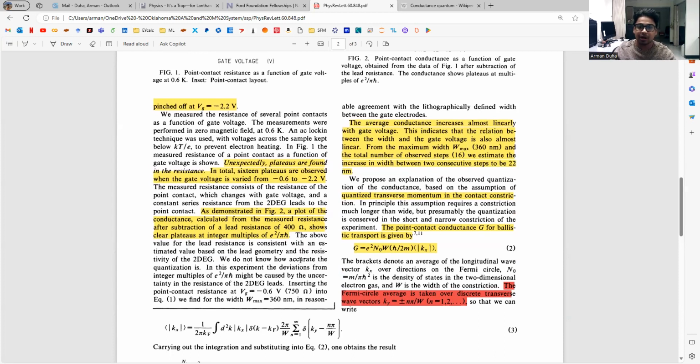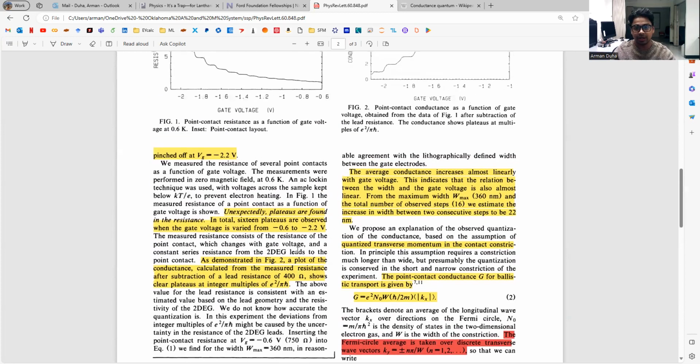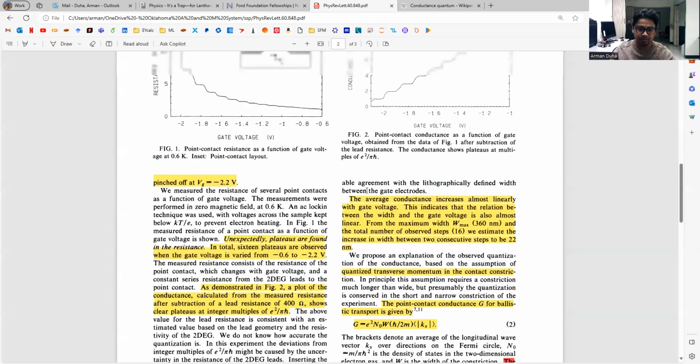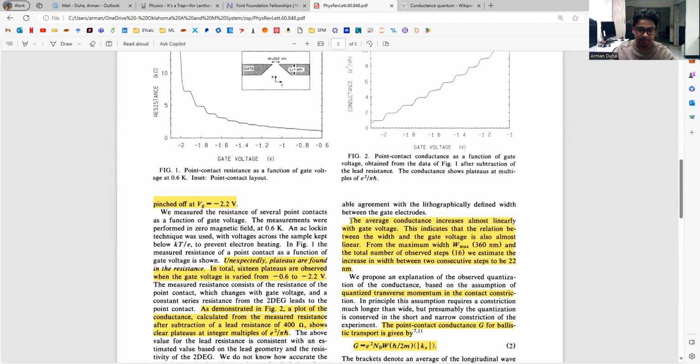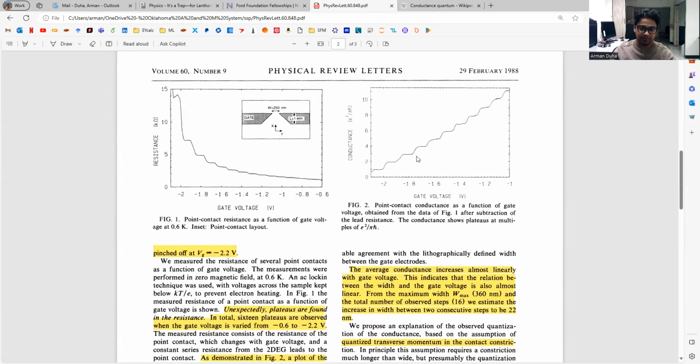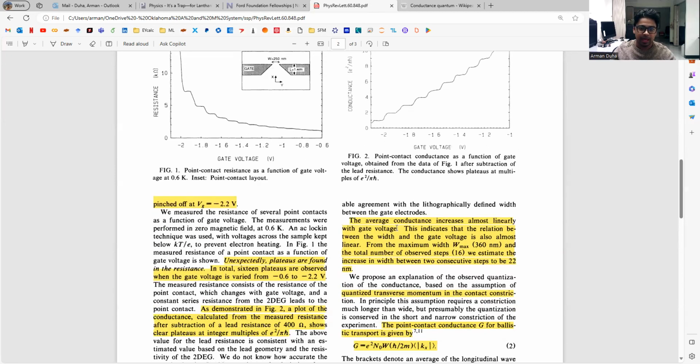Now, of course, the next part of your research is to be able to explain your findings. Yeah, basically here they give more details about their measurements, that the average conductance increases almost linearly with gate voltage, which is something we can see here, that yes, they have plateaus, but if you take the average of this it is kind of a linear increase. And this tells you that the relation between the width and the gate voltage is also pretty much linear.